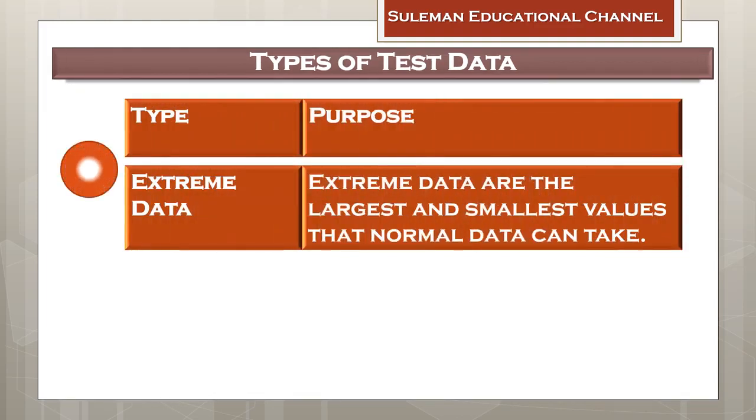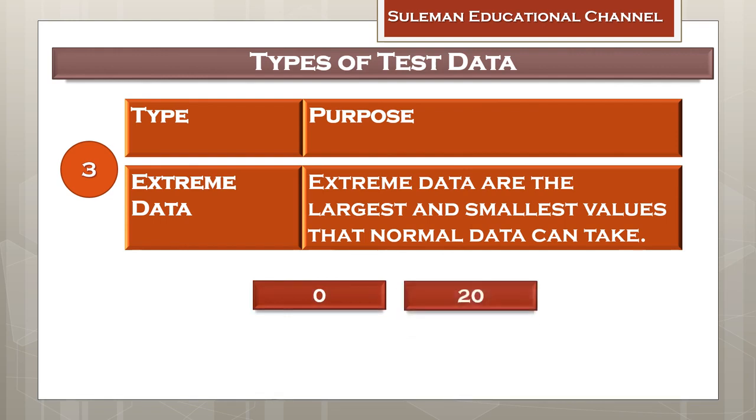The third type of test data is the extreme data. Extreme data are the largest and the smallest value that normal data can take. When I mentioned normal data, I mentioned numbers from 1 to 19. I didn't mention 0 and 20. 0 is the smallest value that a normal data can take, so it is extreme data. Similarly, 20 is the largest value a normal data can take, so it is also extreme data.